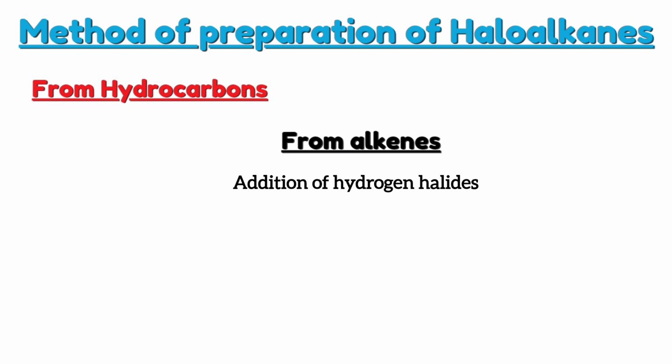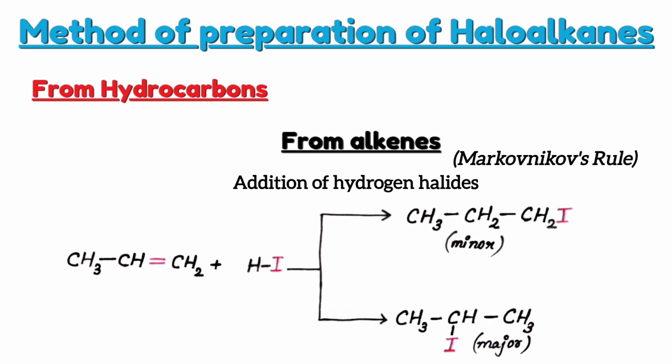But in case of unsymmetrical alkenes, the addition takes place according to Markovnikov's rule. Now, what is Markovnikov's rule? This rule states that during the addition of halogen acids to the unsymmetrical alkenes, the negative part of the reagent goes to the carbon atom with lesser number of hydrogen atoms. So two different products are formed. One is major and one is minor. Major product is that where the halogen atom is attached to the carbon having lesser number of hydrogen atoms.